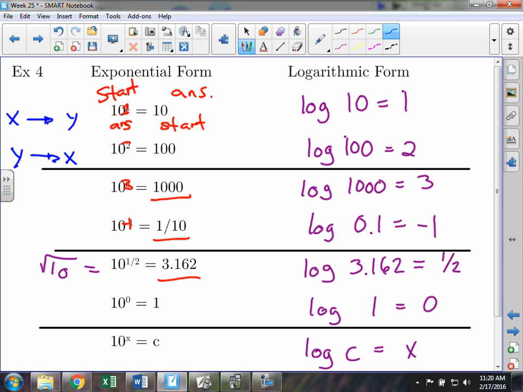In particular, things that undo each other are the inverses. You have seen in earlier classes, multiplying and dividing undo each other. They cancel out. They're inverses. Adding and subtracting cancel each other out. They're inverses. Squares and square roots cancel each other out. And now we have exponents and logarithms cancel each other out.